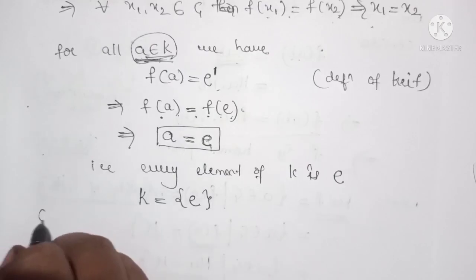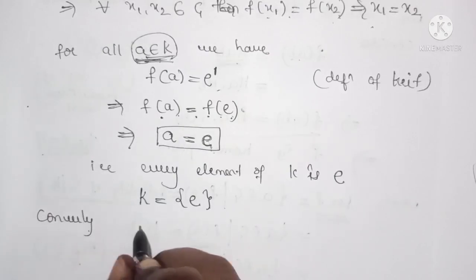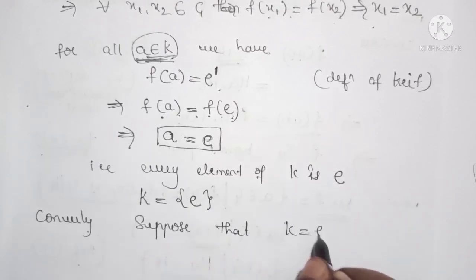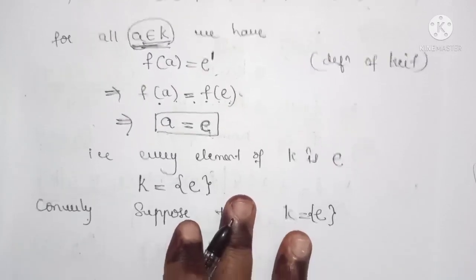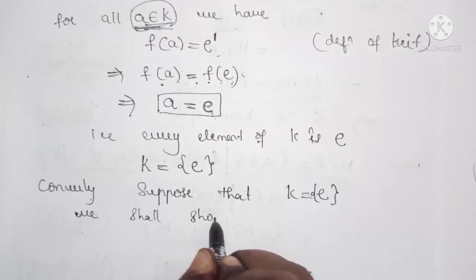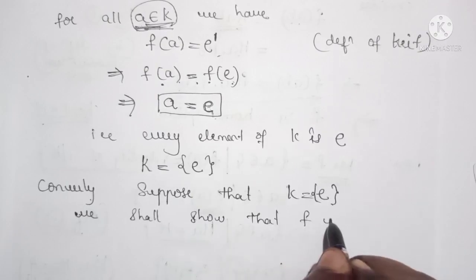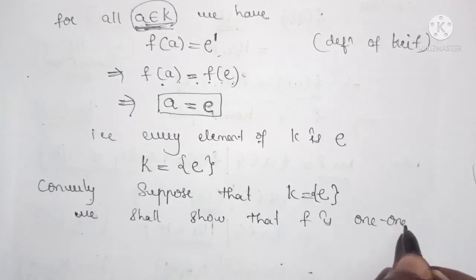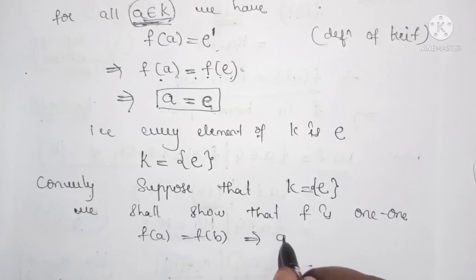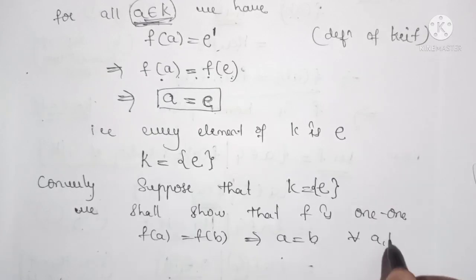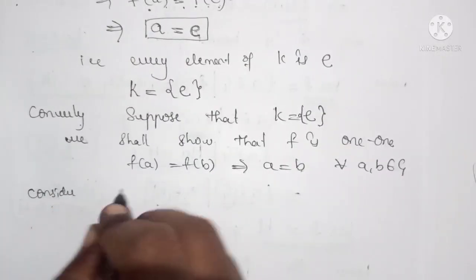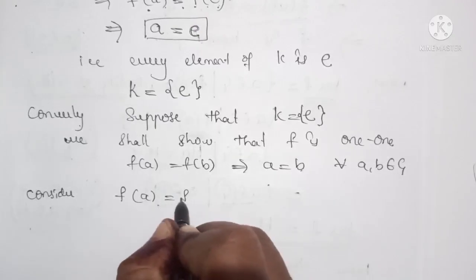Now conversely, suppose that K equals e. Then we shall show that f is 1-1. For this we have to show that f of a equals f of b implies that a equals b for all a, b belongs to G. Now consider f of a equals f of b.